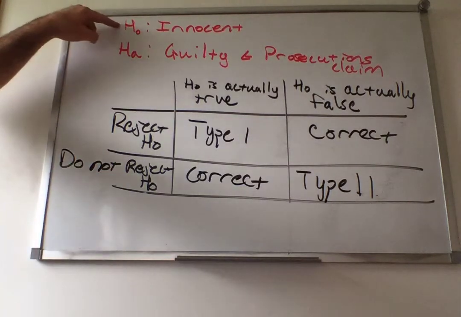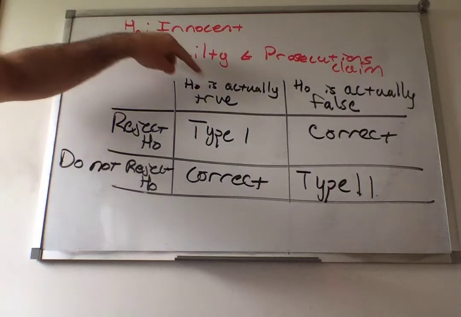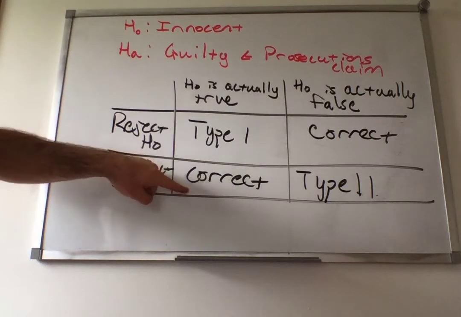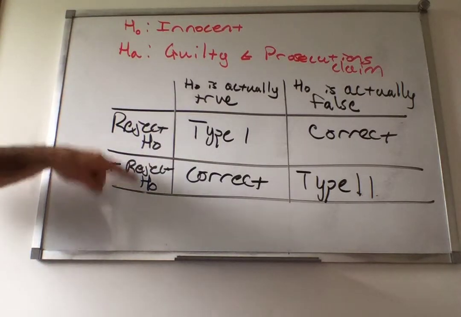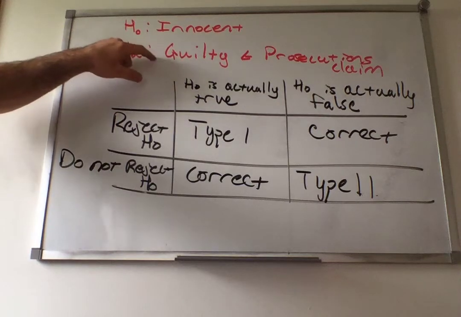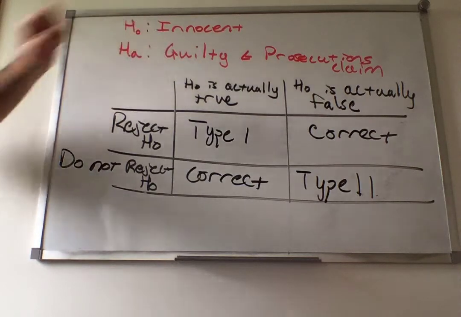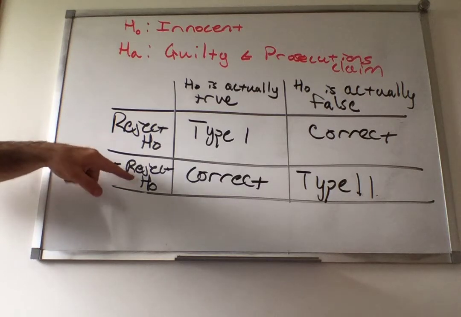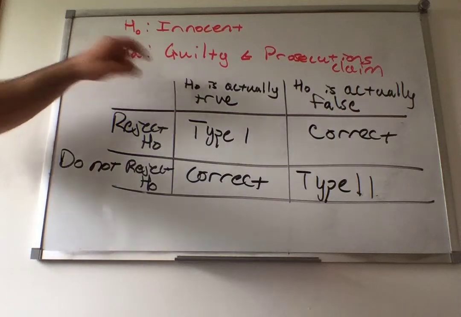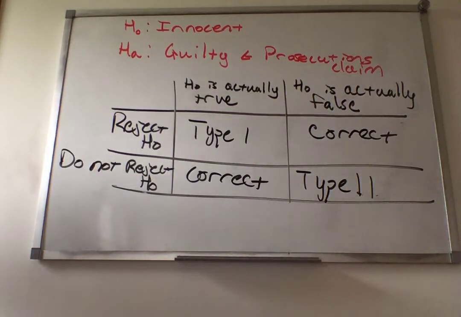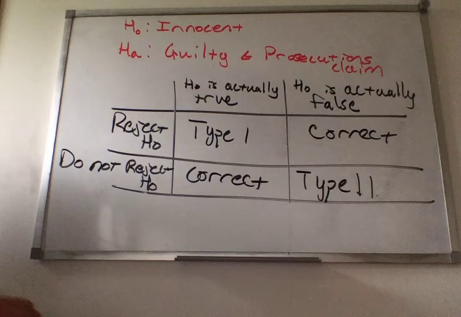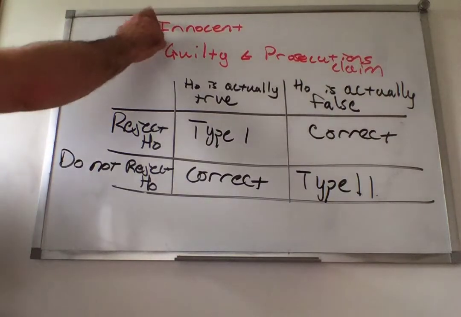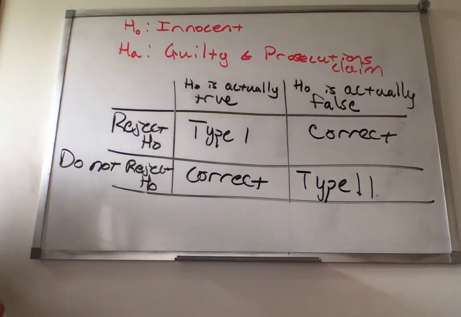So you assume that you're innocent. If you're actually innocent, yeah, they made the correct decision. Do not reject. They just don't have enough evidence to say that you're not innocent. They don't accept your innocence, but they can't reject it either. They don't have enough evidence to show that you are guilty. Okay, it's not the same thing as accepting that you are innocent.